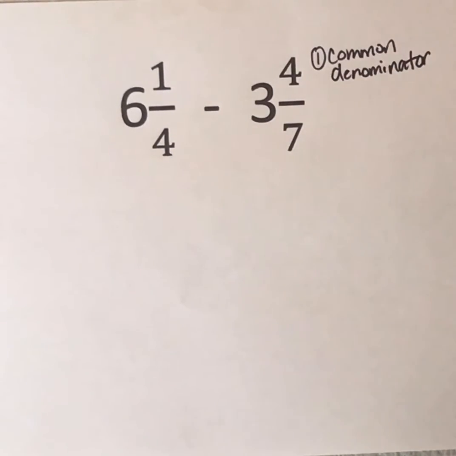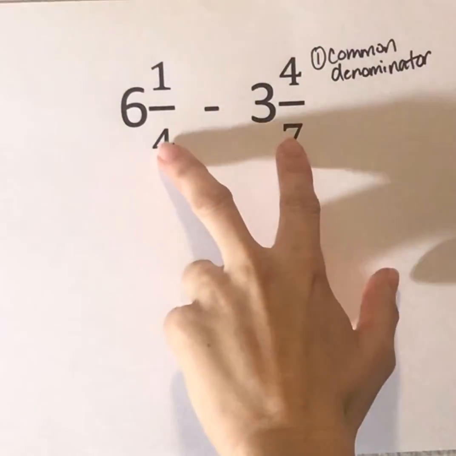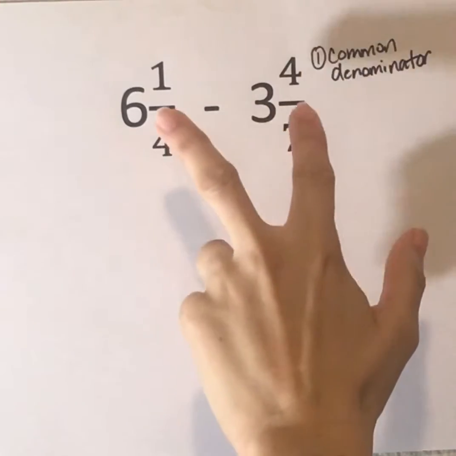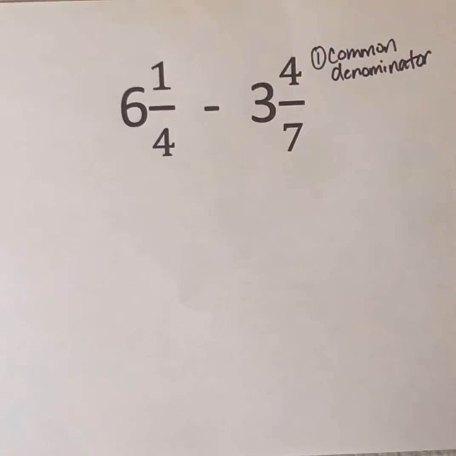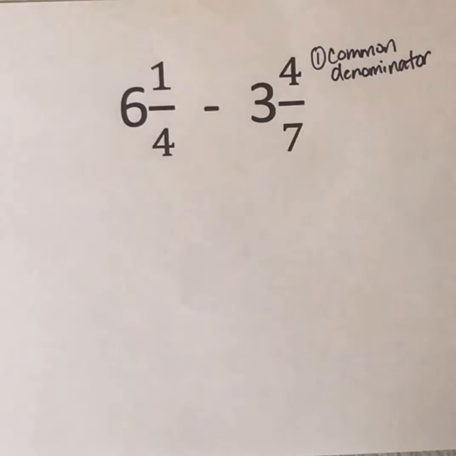What I mean by that, remember the denominator is the bottom and the numerator is the top. So we're going to try to make these into the same number. To do that, the first step is you need to think about the multiples of 4 and 7. Remember, a multiple is just skip counting, or counting by that particular number.